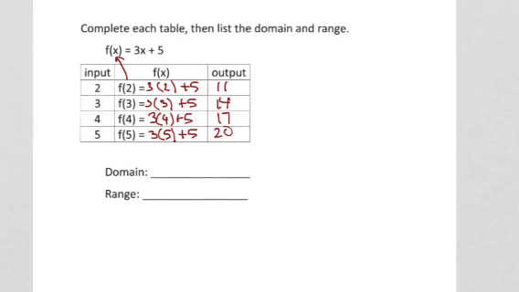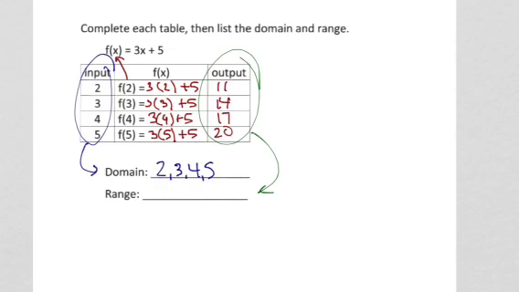Alright, so that's the first step, completing the table. Alright, now the domain, which happens to be a list of all of the input numbers. So that's 2, 3, 4, and 5. And then the range is a list of all of the output numbers. 11, 14, 17, and 20. So again, the domain is a list of all the numbers that you were putting into the problem. The range is a list of all the answers that you got.